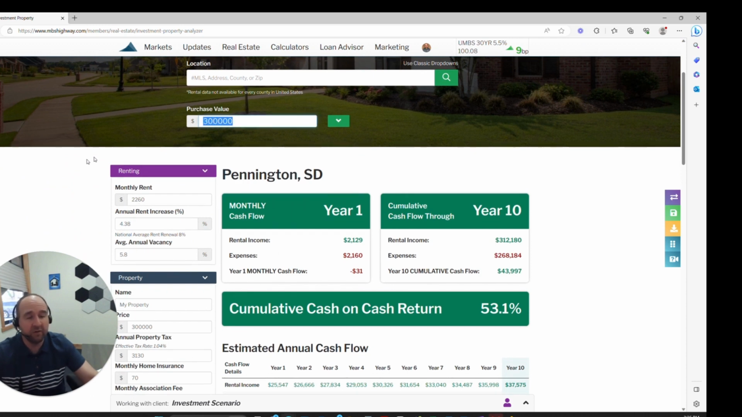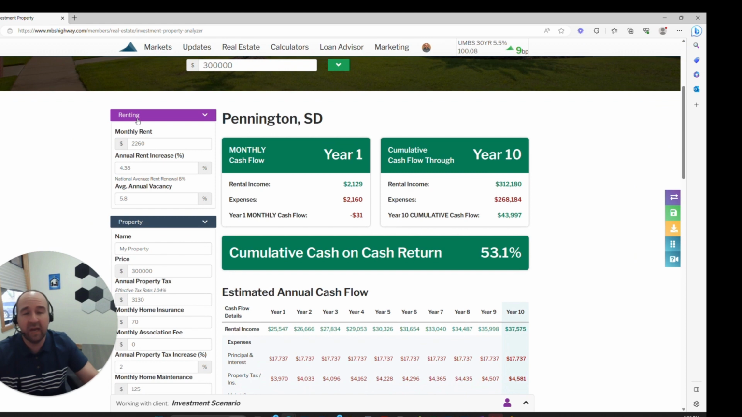Again, it's $300,000. The first of those four categories that we have to consider is renting. How much are we going to be able to rent that property for? In this scenario, we're able to rent it for $2,260. The other thing that we need to build out in our sample is how much rent will increase year over year, and then how often the property will be vacant. I've gone with a conservative figure here for future rent increase, and then I've looked up the average vacancy factor for South Dakota and come up with this 5.8 percent factor. So that's our first category, rent.